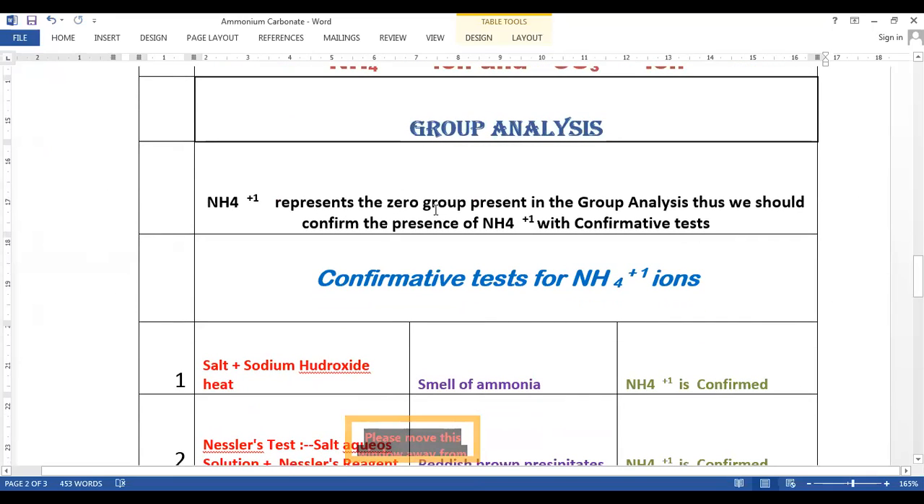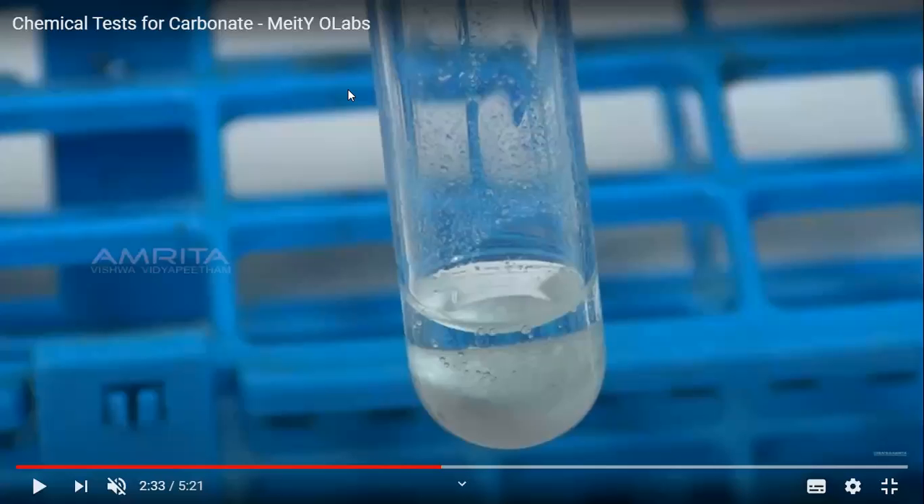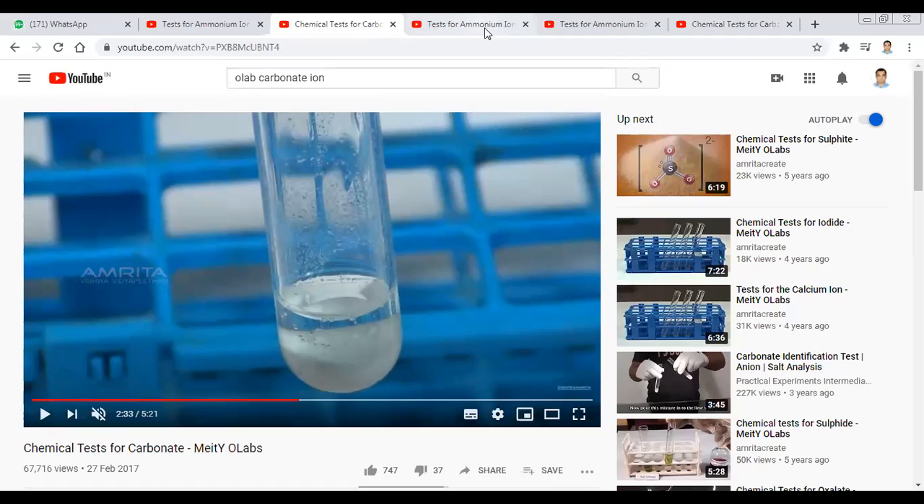NH4 plus represents the zero group present in the group analysis. Thus we should confirm the presence of NH4 plus with the help of the confirmatory test. So now, my dear students, we are going to perform the confirmatory test for NH4 plus ion. The various confirmatory tests that we can perform for NH4 plus ions, we are going to perform now, my dear students.